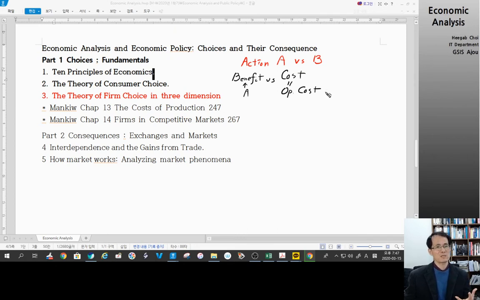Well, there are two ways. The easiest way, the intuitive way, is the resources that are put to use to generate A. It includes money, time, energy, etc.